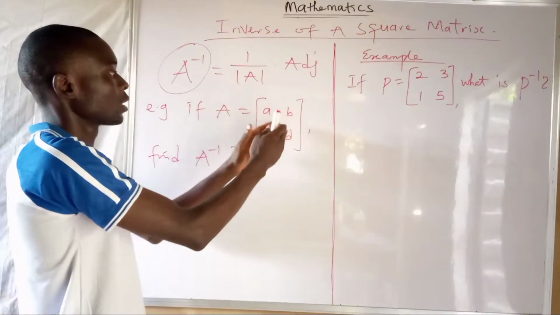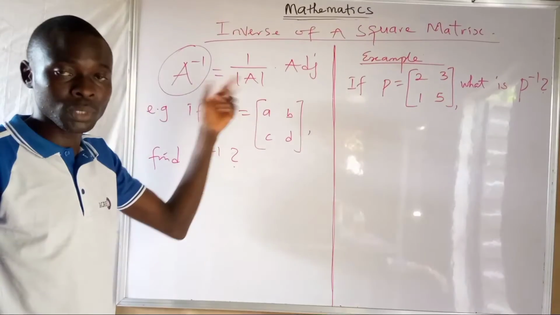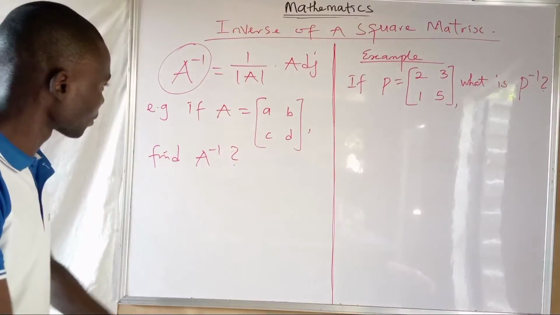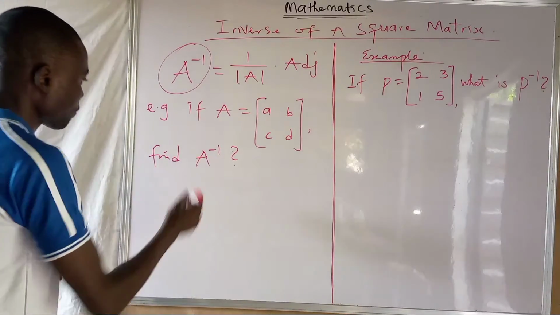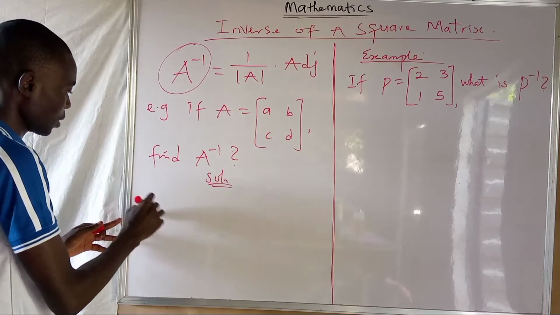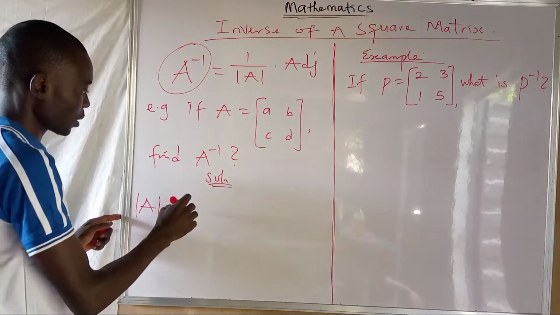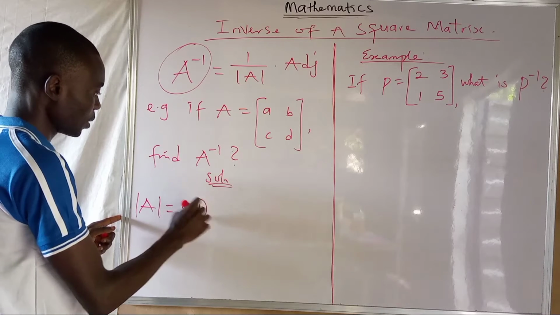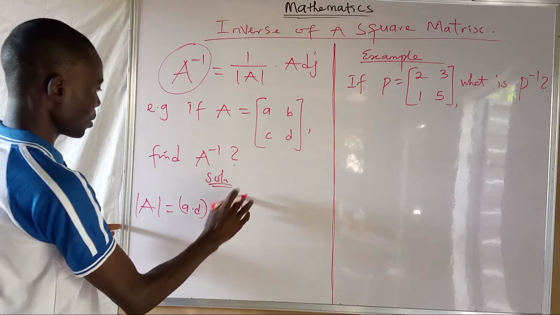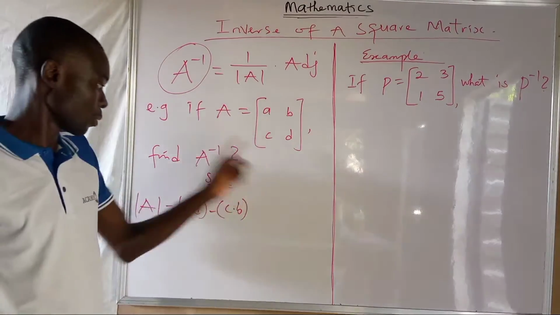So that interchanging you did here, multiplied by 1 over the determinant of the same matrix, gives you the inverse of the matrix. Now let's consider how you are going to do that. First thing is you find the determinant of this matrix A. The determinant of matrix A is going to be A times D minus C times B. So this is the determinant of this matrix.